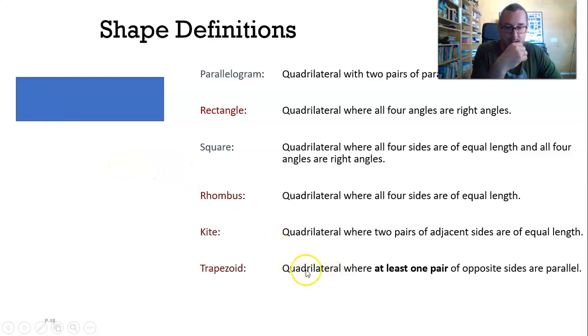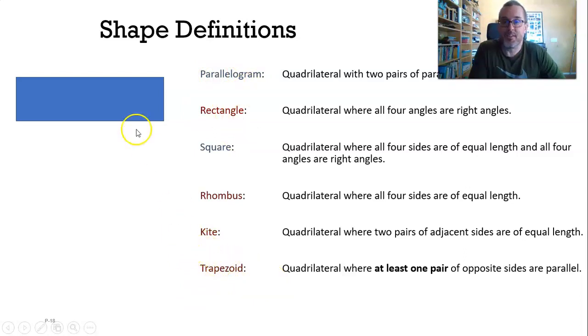Trapezoid, quadrilateral, yep, 4 sides. At least 1 pair of opposite sides are parallel. That's parallel, and that's parallel. We actually have 2 pairs of parallel sides. To be a trapezoid, you only have to have at least 1. At least 1 means you have to have 1, but you could have 2. So, this thing right here, by this definition, it's a trapezoid. So this object right here is a parallelogram, it's a rectangle, and it's a trapezoid.